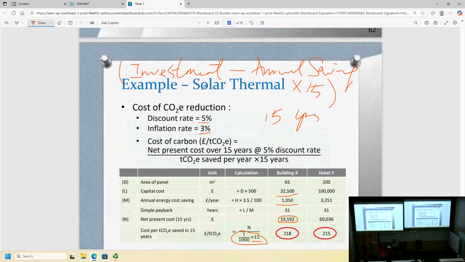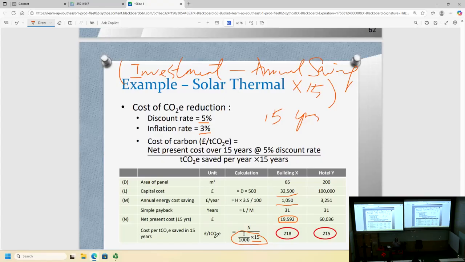So the net cost, I should say, the net cost of installing the solar thermal collector, be careful, is then divided by the carbon dioxide reduction. And it would be the cost of carbon dioxide reduction within the 15 years' time. So for building X, the cost is 218 pounds for every ton of carbon dioxide reduction.